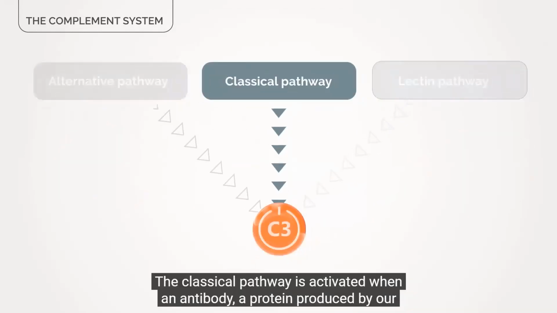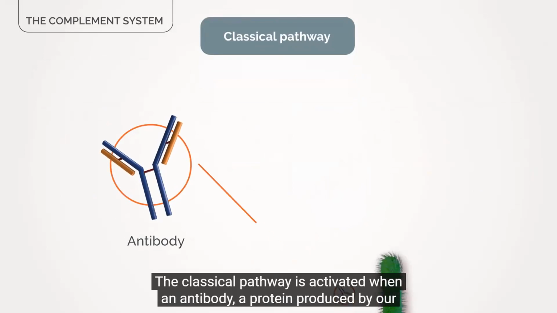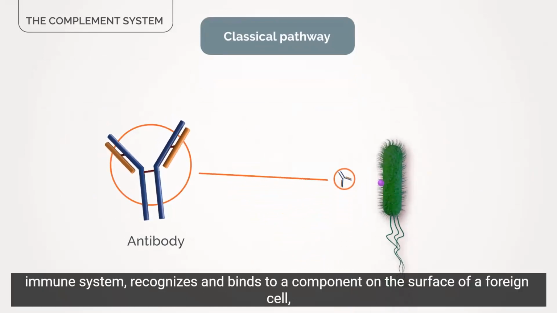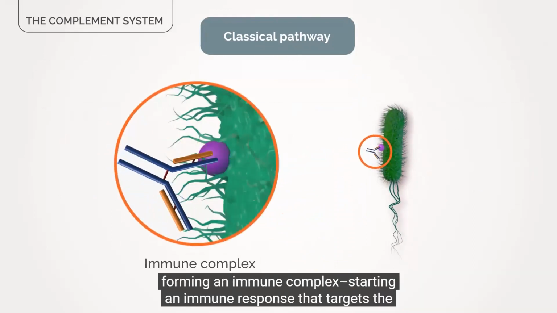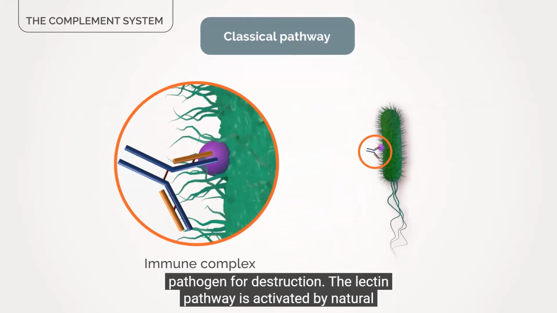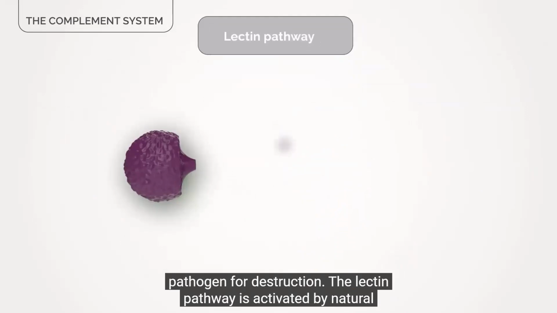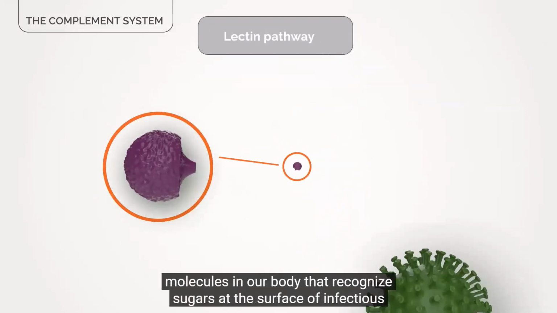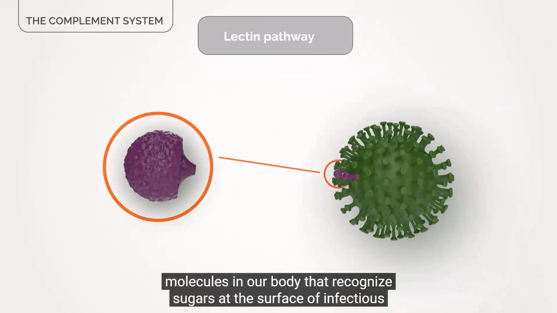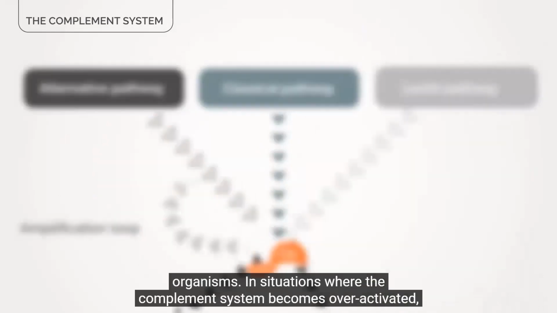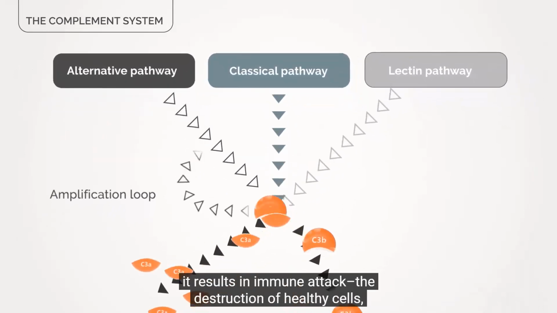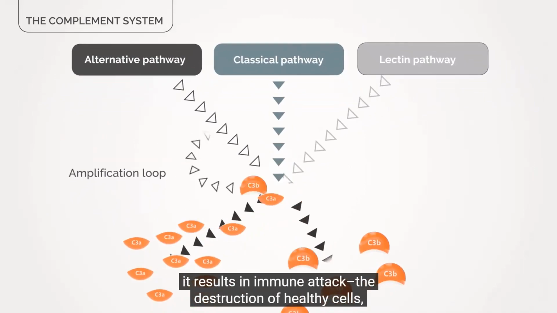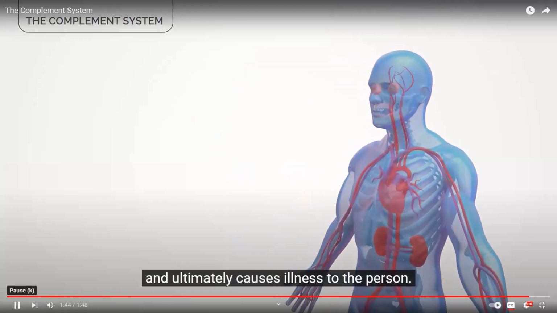The classical pathway is activated when an antibody, a protein produced by our immune system, recognizes and binds to a component on the surface of a foreign cell, forming an immune complex, starting an immune response that targets the pathogen for destruction. The lectin pathway is activated by natural molecules in our body that recognize sugars at the surface of infectious organisms. In situations where the complement system becomes overactivated, it results in immune attack, the destruction of healthy cells, and ultimately causes illness to the person.